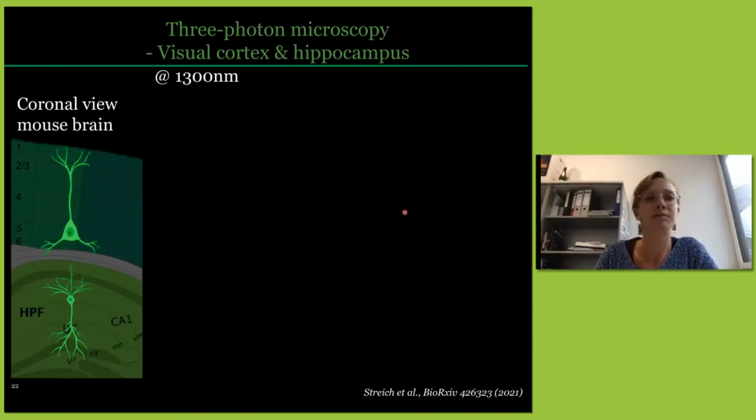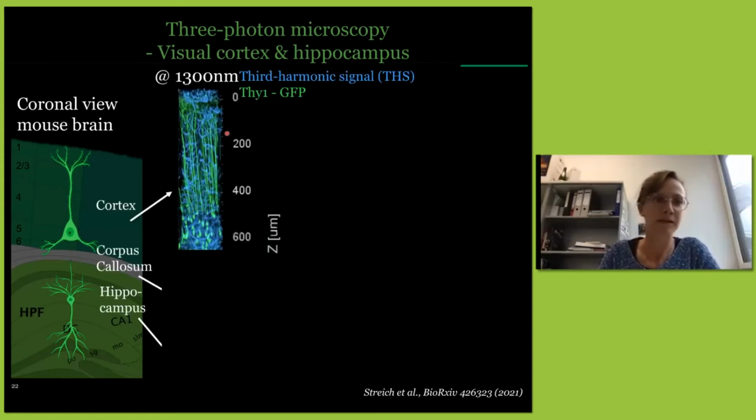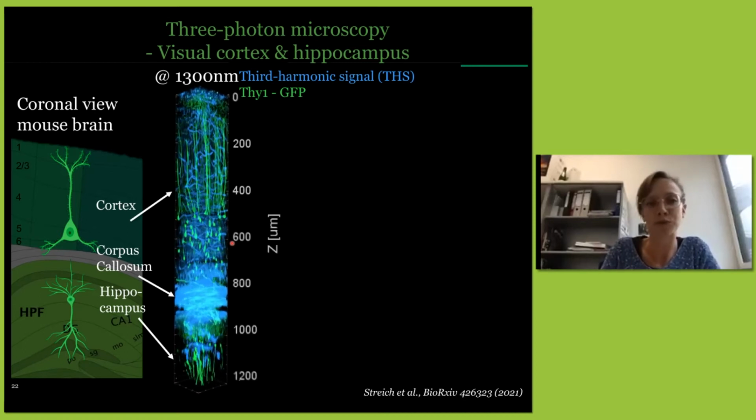And here I would like to show you some of the results with three-photon microscopy at 1300 nanometer excitation wavelength in the visual cortex and hippocampus. Here in blue, you can see the third harmonic signal, which mainly visualizes blood vessels. And in green, you can see the neurons, which are labeled with GFP. With a good two-photon microscope, we would currently achieve high contrast images approximately down to 600 micrometer depth. However, now with three-photon excitation, one can image much deeper into the brain, down to 1.2 millimeter.